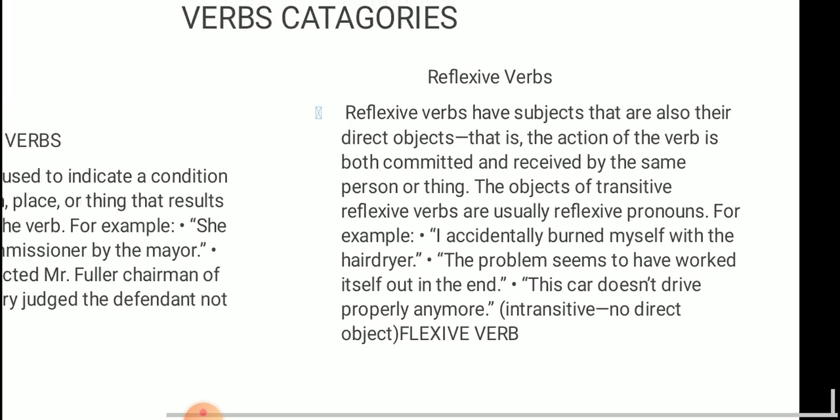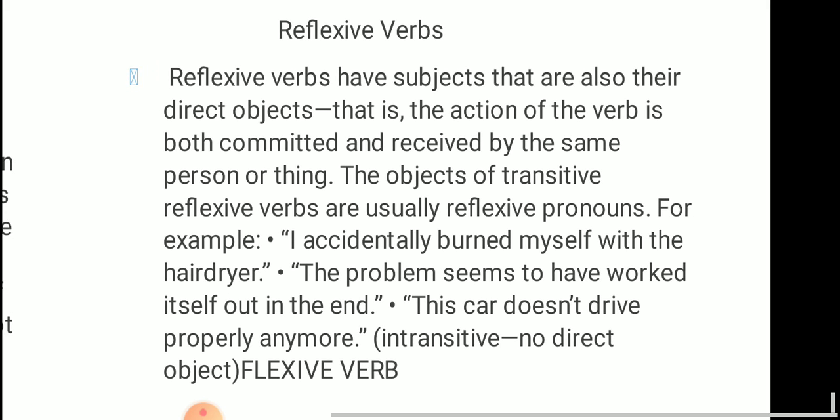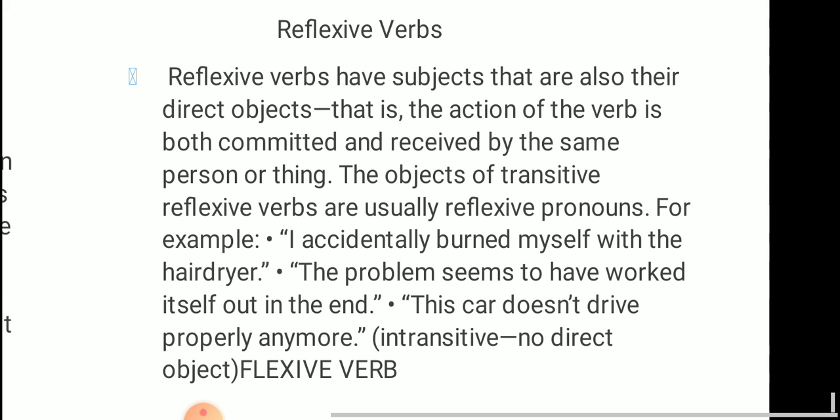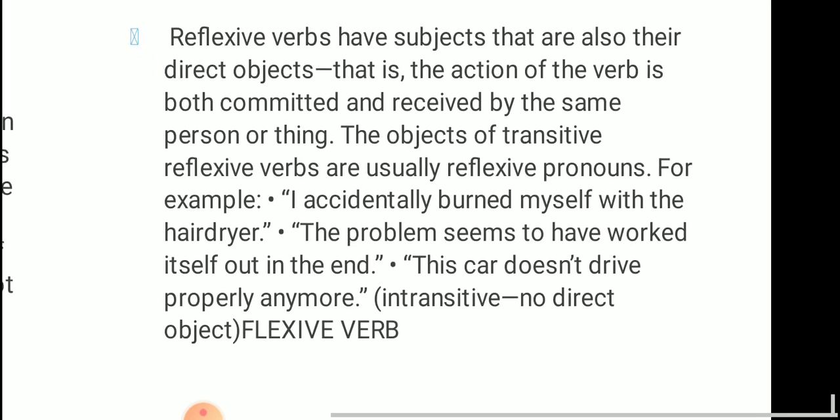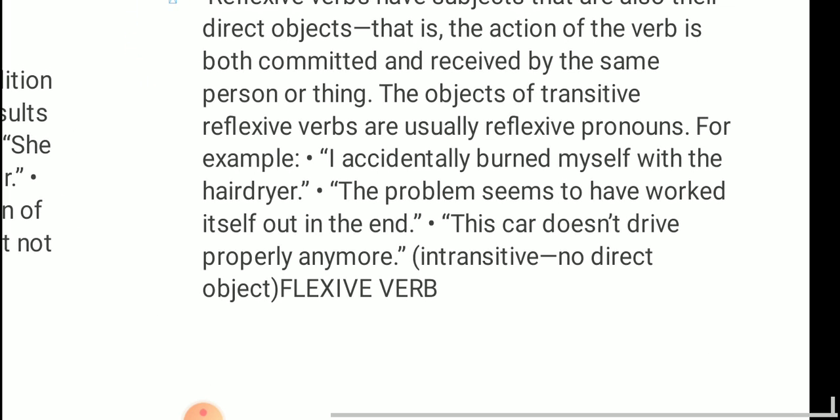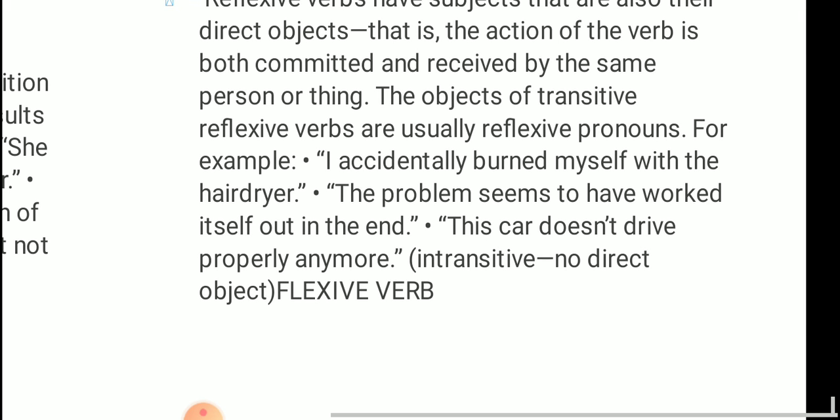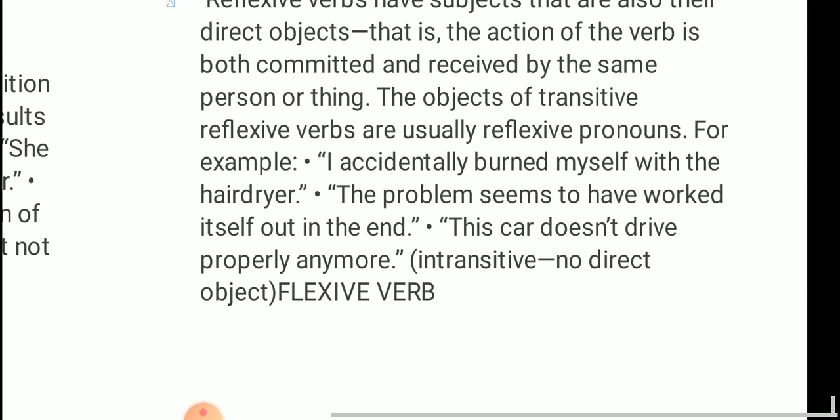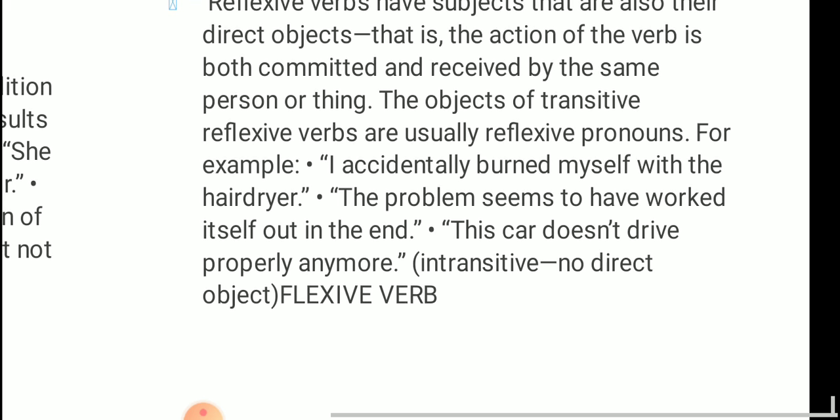You can see here the reflexive verbs. Reflexive verbs have subjects that are also their direct objects. That means that the action of a verb is both committed and received by the same person or thing. The objects of transitive reflexive verbs are usually reflexive pronouns. For example, I accidentally burned myself with the hair dryer. The problem seems to have worked itself out in the end. This car doesn't drive properly anymore.